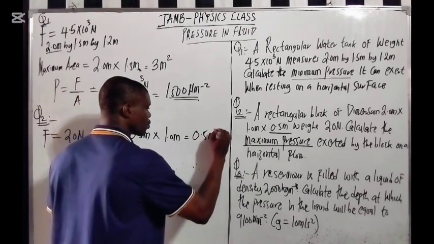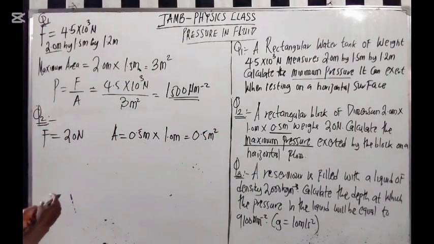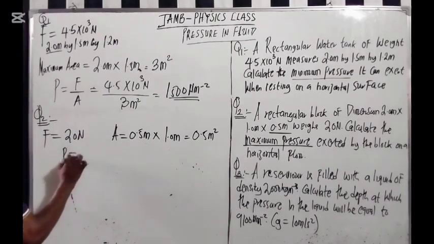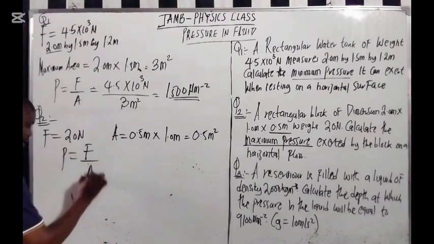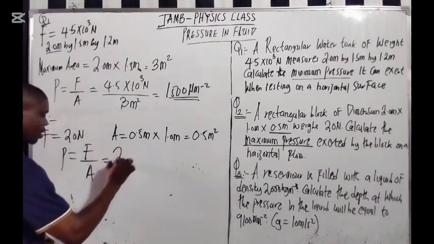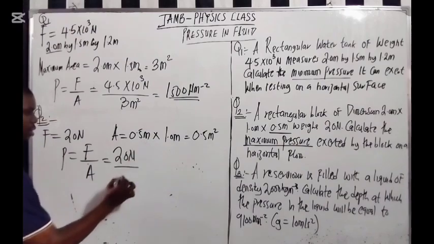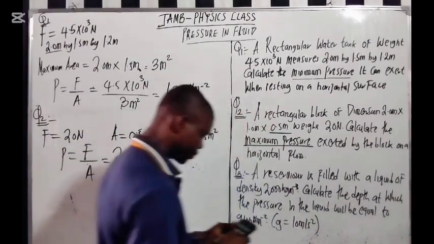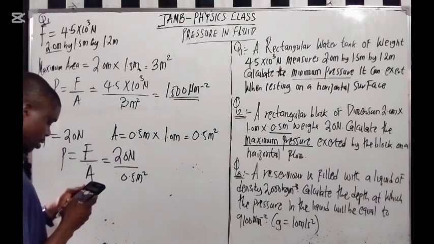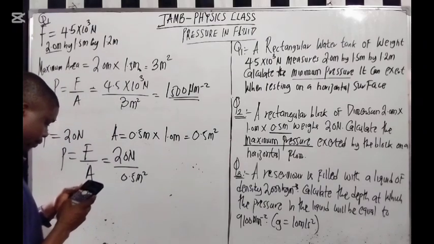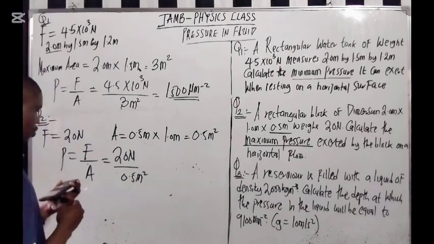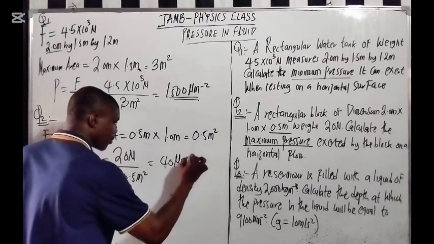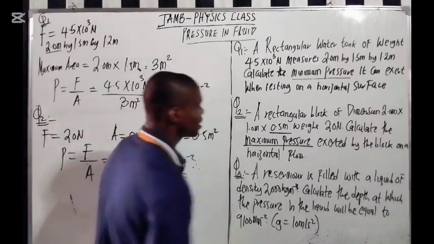0.5 meter squared. This is it, as easy as that. So they are asking us to calculate the pressure, right? Pressure equals force over area. My force is equal to 20 Newton over 0.5 meter squared, right? So you have 20 divided by 0.5. You have 40. So we got 40 Newton per meter squared. That is it. As easy as this.